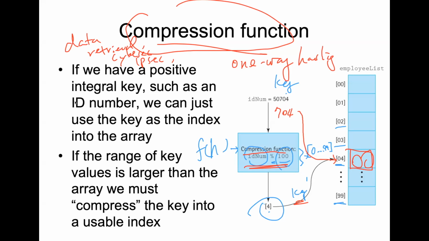In the next video, we're going to look at what to do when your compression function cannot generate a unique key, such that multiple keys map into the same key prime, resulting in your values colliding with each other at the same spot. This is what we call a collision. We'll look into that more in the next video.